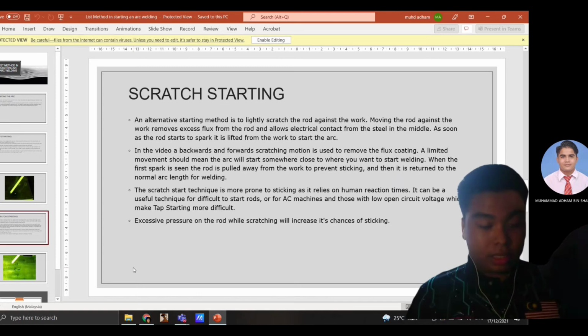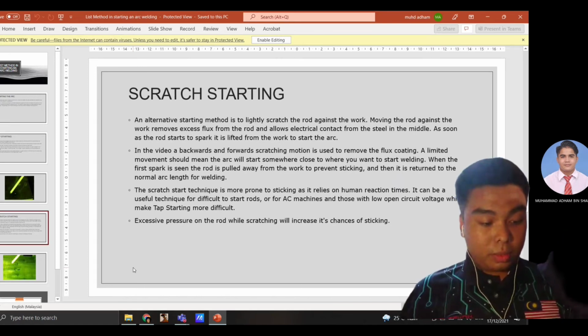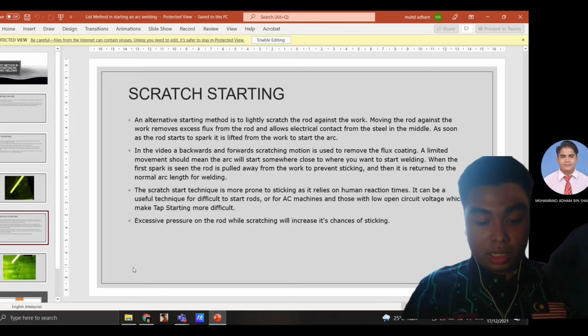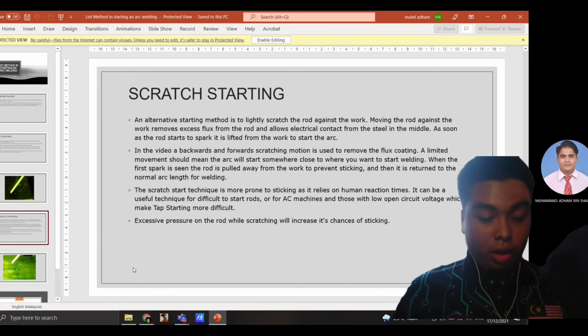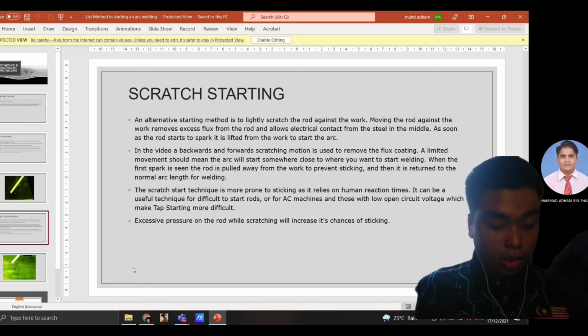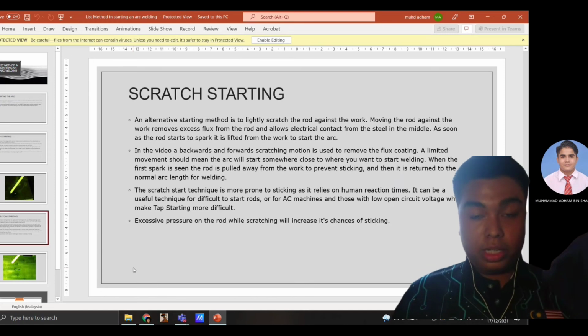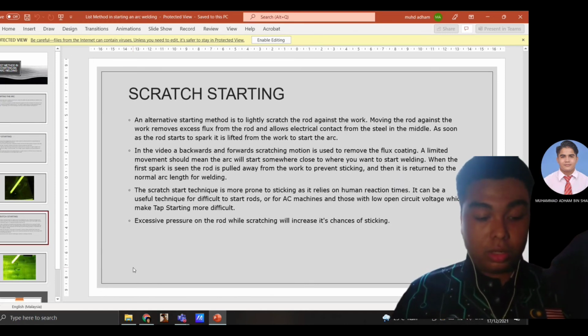An alternative starting method is to lightly scratch the rod against the work. Moving the rod against the work removes excess flux from the rod and allows electrical contact with the steel. As soon as the rod starts to spark, it is lifted from the work to start the arc. In the video, a backward and forward scratching motion is used to remove the flux coating. A limited movement should mean the arc will start somewhere close to where you want to start.